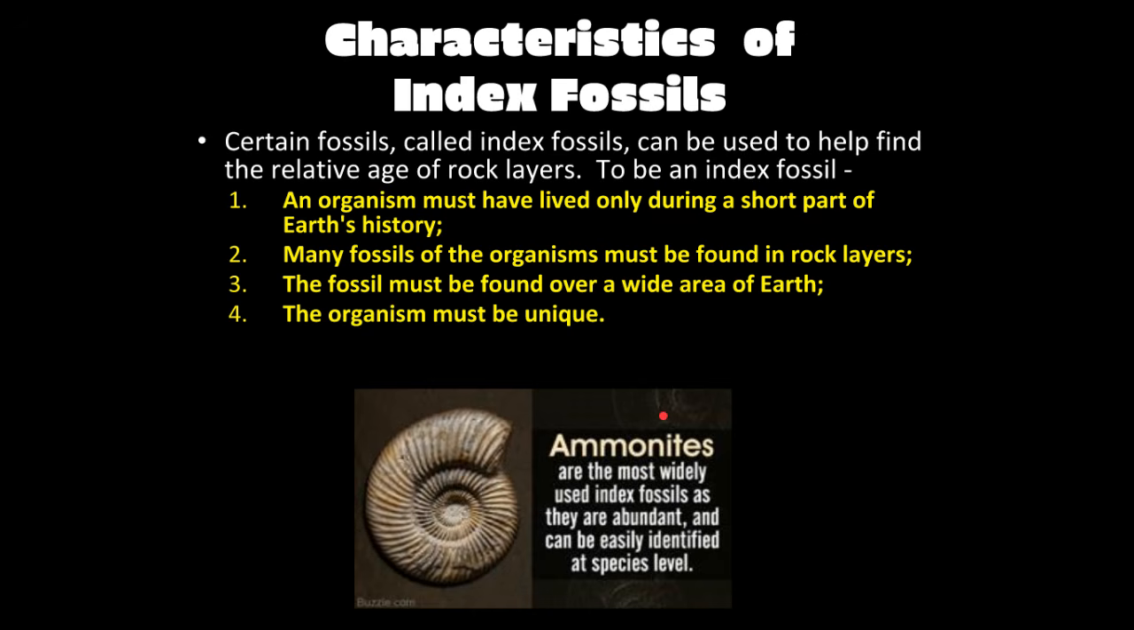We know if we find an ammonite fossil, the rock layer that it exists in and the fossils around it have to be approximately 65 million years old. So be sure to summarize these characteristics and refer to them, study them. So how do we actually use them?